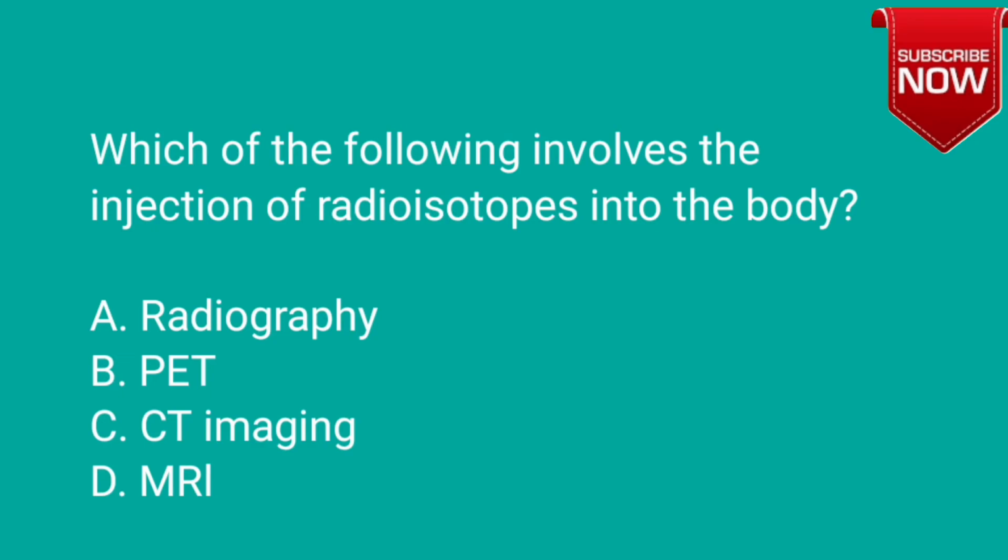Which of the following involve the injection of radioisotopes into the body? Option A, radiography, option B, PET, option C, CT imaging, option D, MRI. The answer is option B, PET.